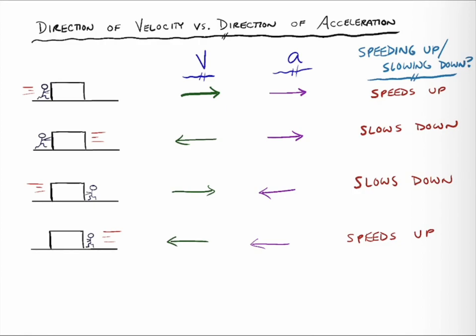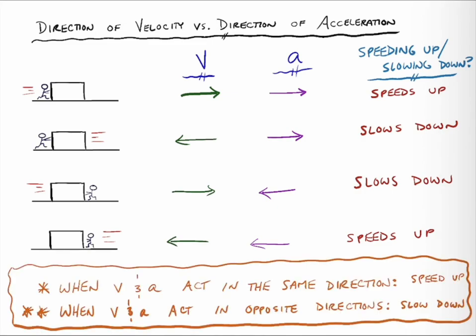So the big takeaway from this entire scenario is that whenever the velocity and the acceleration act in the same direction, it doesn't matter if it's both to the right or both to the left, anytime the velocity and the acceleration's directions line up, that will result in the object speeding up. And anytime the velocity and the acceleration act in opposite directions, that object will slow down.